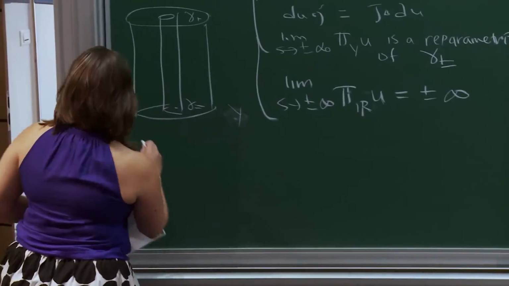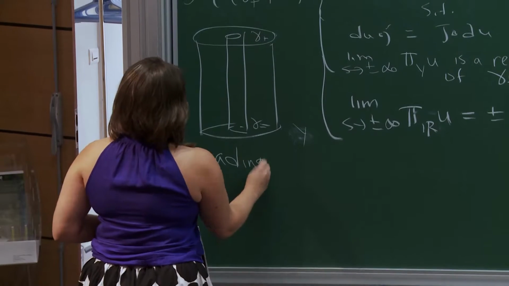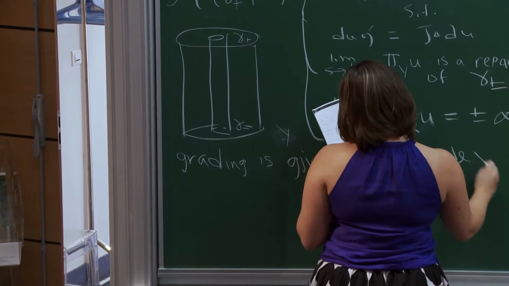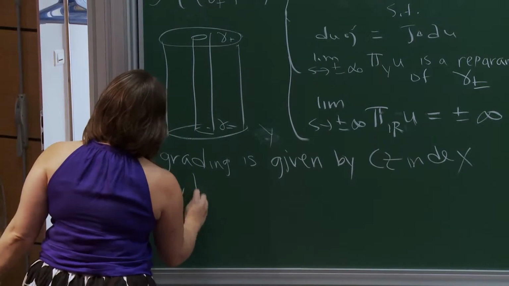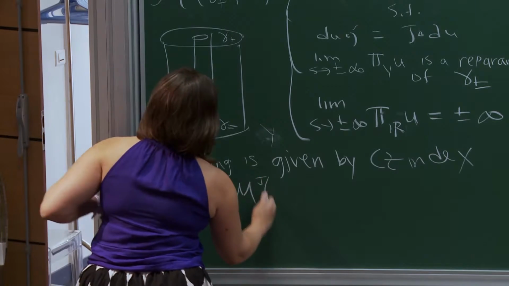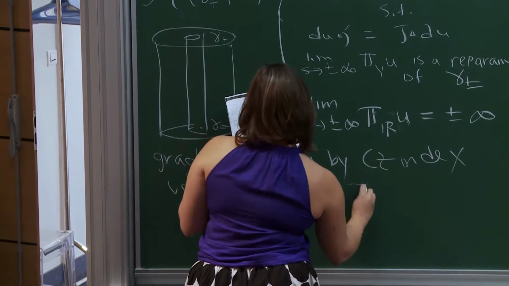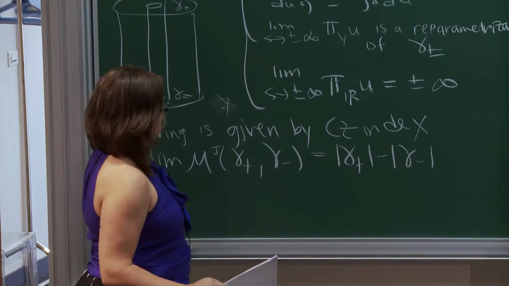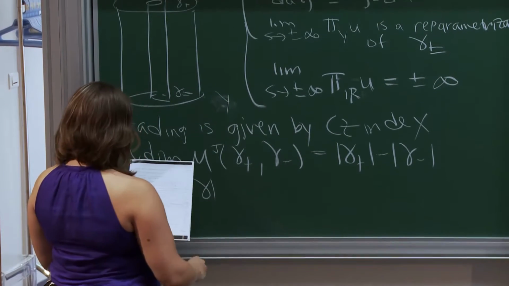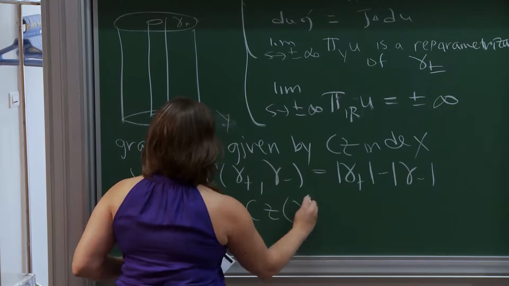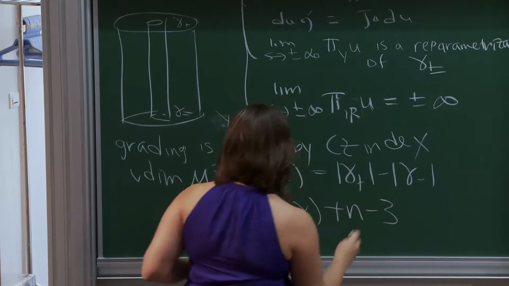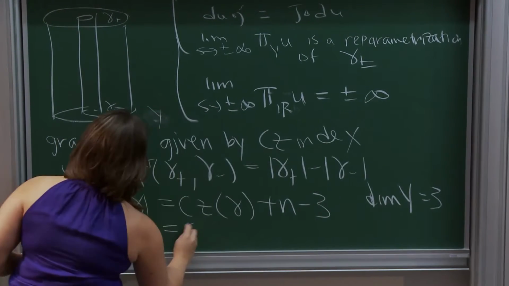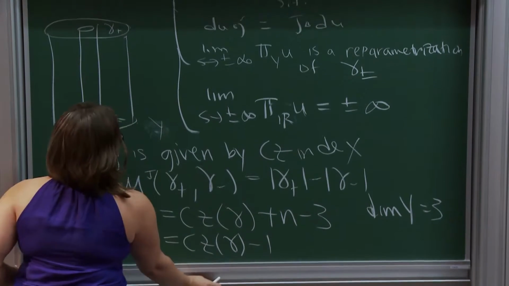Okay. So the grading is given by the Conley-Zehnder index. On our chain complex, we have that the virtual dimension of this moduli space is given by the grading of γ plus minus the grading of γ minus. And here, the grading is an SFT grading. So this is going to be CZ of γ plus n minus 3. So if the dimension of our contact manifold is 3, then this is just CZ of γ minus 1.